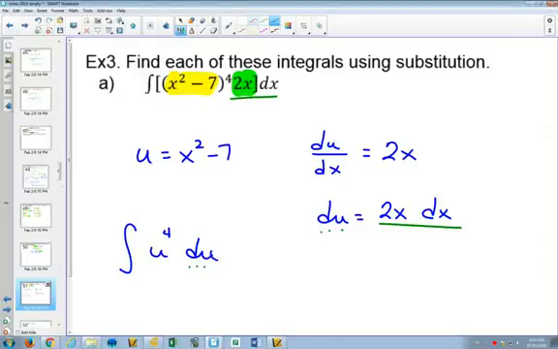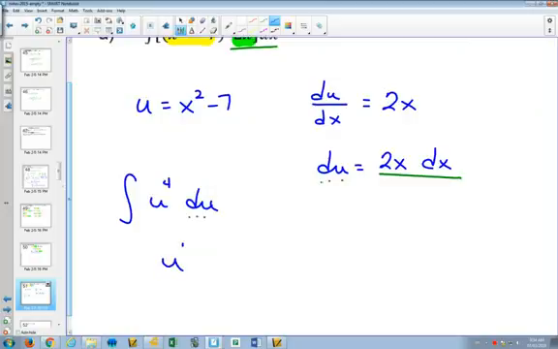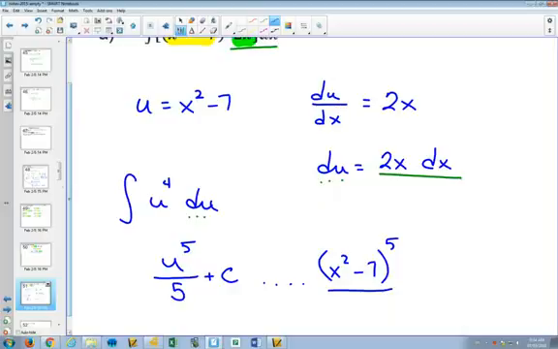Integrating this is a simple power rule. How do we integrate power rules? We add 1 to the exponent, divide by that, plus c. Which means if we substitute back, our integral originally will be x squared minus 7 to the power 5, divided by 5, plus c.